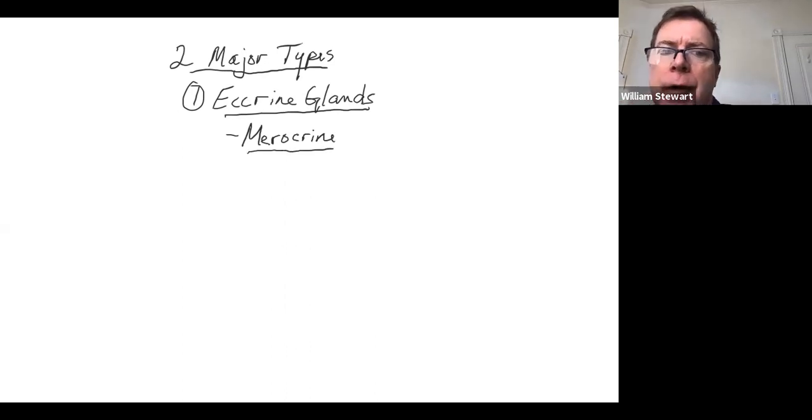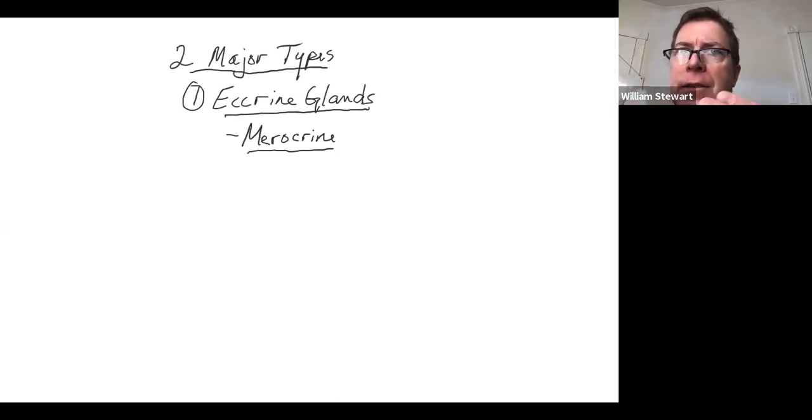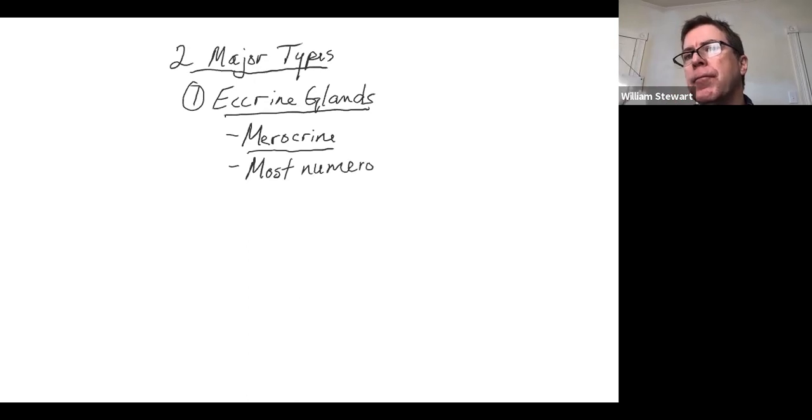Merocrine is a gland that releases its secretion by exocytosis, and the secreting cell does not get damaged in the secretory process. So that secretory cell can secrete over and over and over again. So the type of secretion is merocrine in nature. These are the most numerous on the human body, eccrine glands. So we find them all over the place.